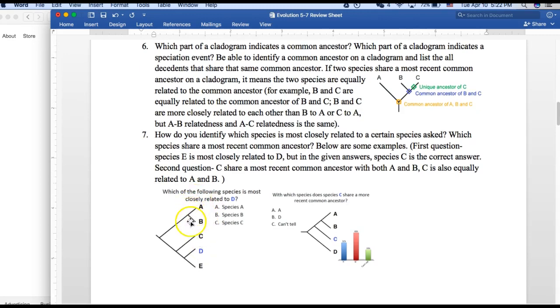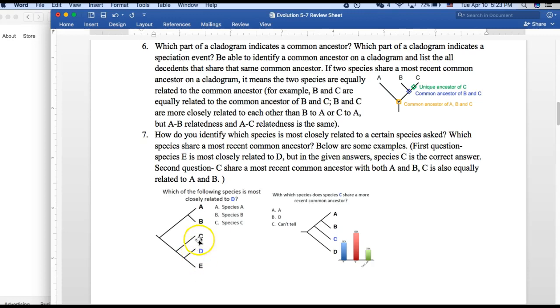If I were to draw a circle around A, B, and C, that would not be a clade. A, B, and C have a common ancestor right here, but we don't have all of its descendants. We only have A, B, and C. This common ancestor has the descendants A, B, C, D, E. So if you draw a circle around A, B, and C, that is not a clade. If you draw a circle around C, D, and E, that is a clade because we have the common ancestor of C, D, and E right here, and all of its descendants, that's C, D, and E. Okay.